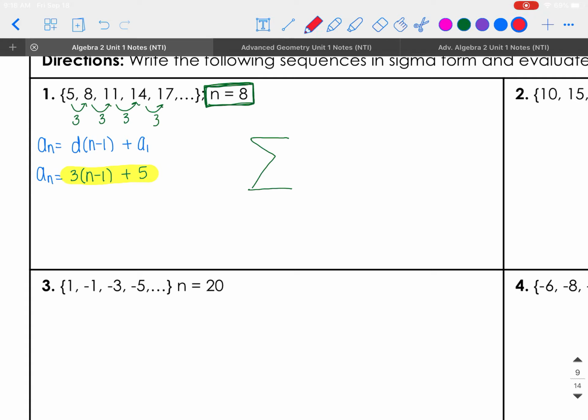On the bottom, you always put n equals 1. You always put that. On the top, you're going to put 8. And then over here on the side, you're going to put this formula. And that's it.